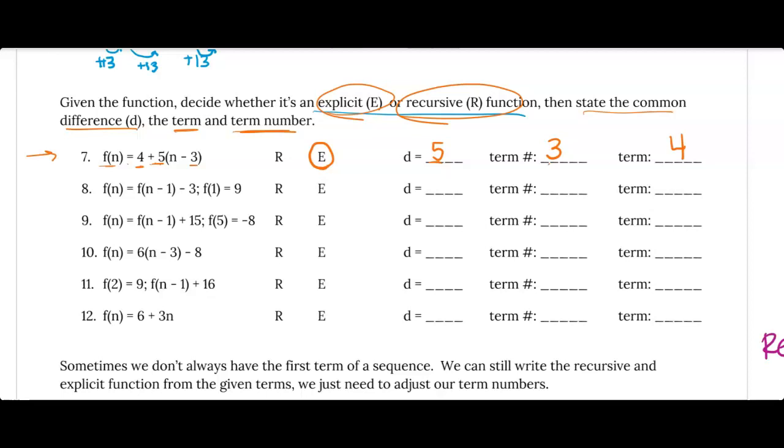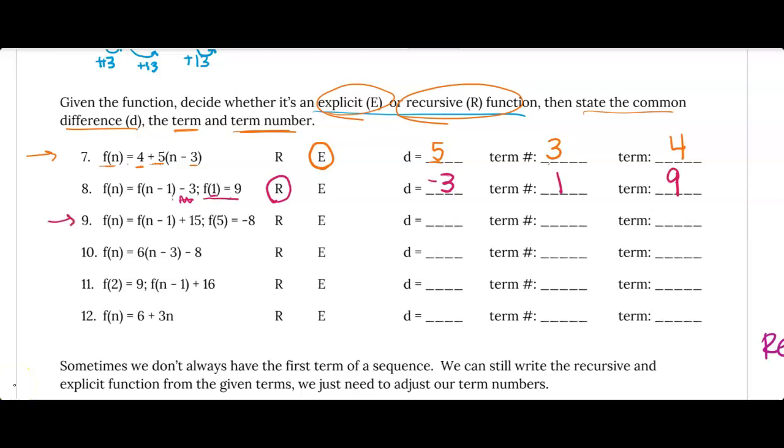When I look at number 8, I have f of n equals f of n minus 1 minus 3. F of 1 equals 9. I don't have an equation I can just plug into, so that makes it recursive. Also, they're telling me a starting term and exactly what to do. So my d value is negative 3 because I'm going to minus 3 every time. My term number is 1 because that's what's in the parentheses, and 9 is the first term.